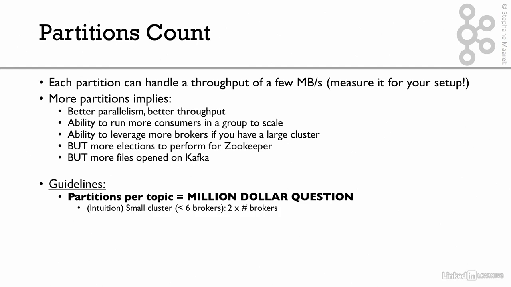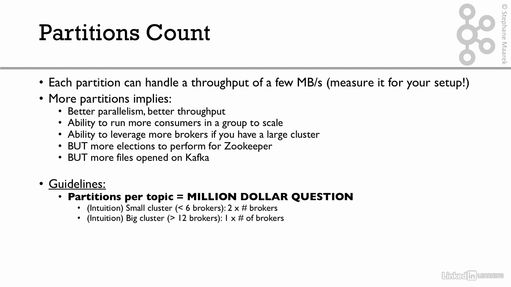Number 1 is if you have a small cluster, and I judge a small cluster to be less than 6 brokers, I usually say create 2 times the number of brokers you have. And that's just intuition. The reasoning behind it is that if my clients have more brokers over time, maybe they double the size of their cluster to 12 brokers, well, at least there will be enough partitions to cover that. So when you start with a small cluster, I would say do at least 2 times the number of brokers, and 12 overall is a number I really like.